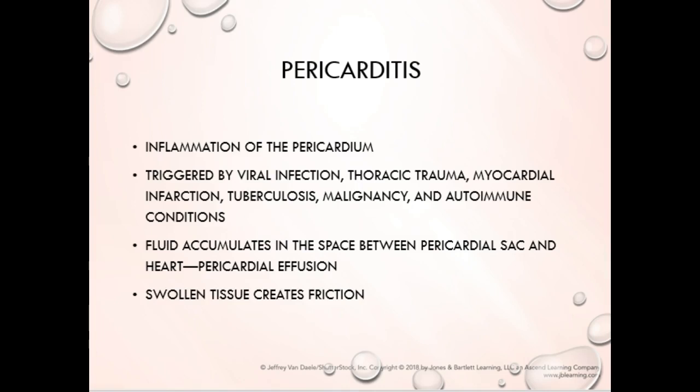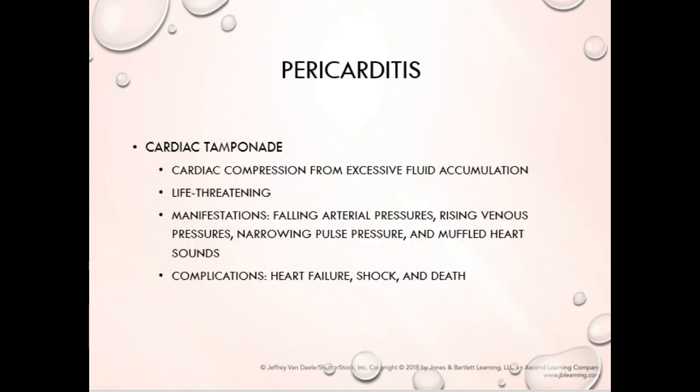So if you get fluid that accumulates in that pericardial space, your pericardial sac isn't going to stretch out. It's going to compress. That fluid will compress in on the heart and give us pericardial effusion. We'll talk about what that does in just a second. That swollen tissue will create friction. It'll be very painful for your patient. Cardiac tamponade is that cardiac compression from the excessive fluid accumulation. It's life-threatening.